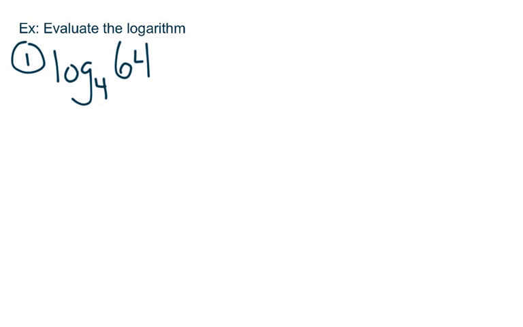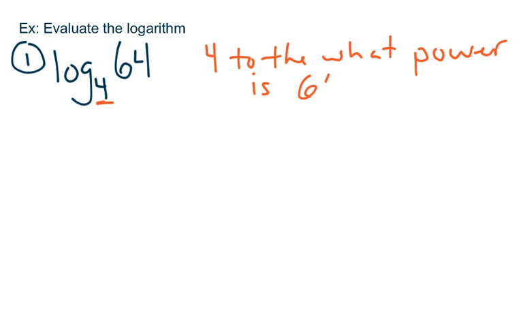Okay, so how we're going to think about this is this way. This number, the bottom number, your base: 4 to the what power is 64? That's really the question you're being asked here with this example. Log base 4 of 64. 4 to the what power is 64? If you have your half sheet handy, you'll find that 4 to the third power is equal to 64. So your answer here for number 1 is not 4, it is 3. So the log base 4 of 64 is equal to 3.